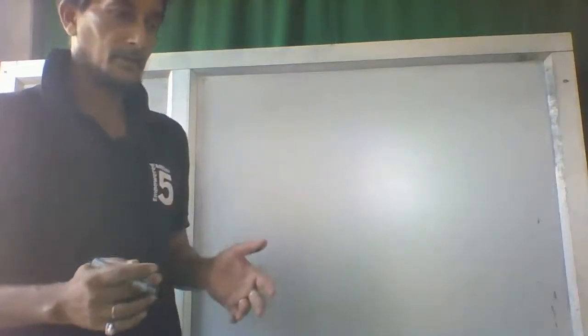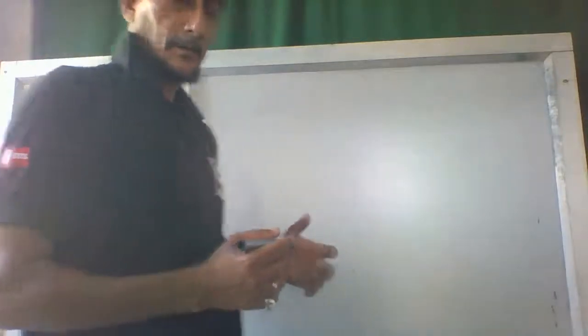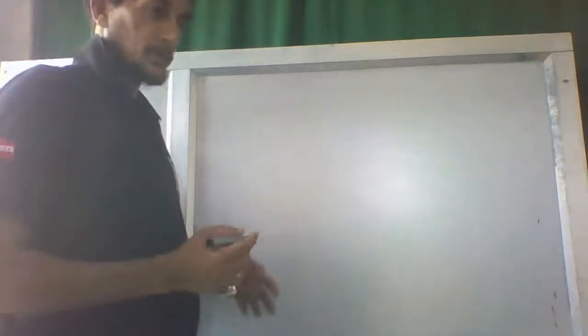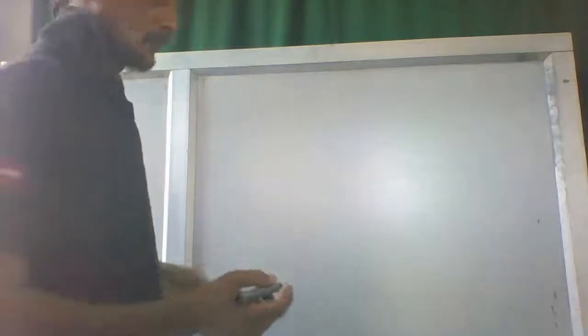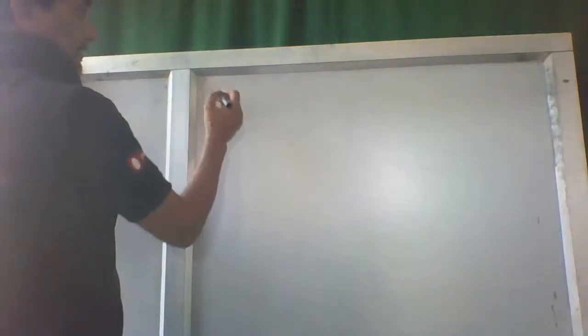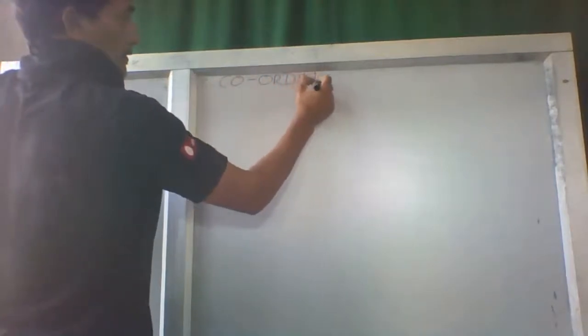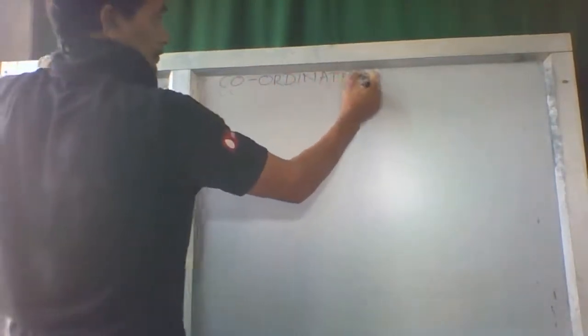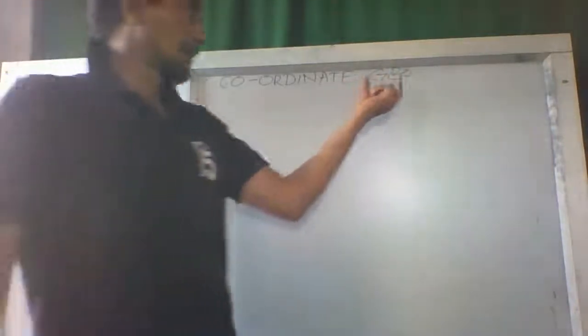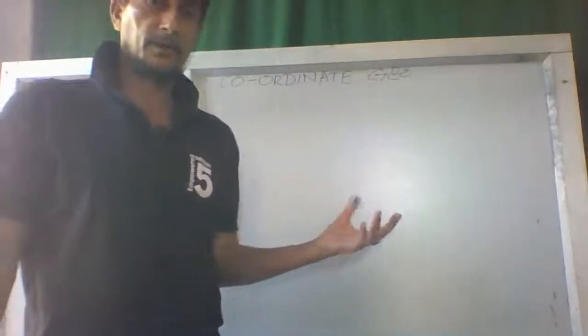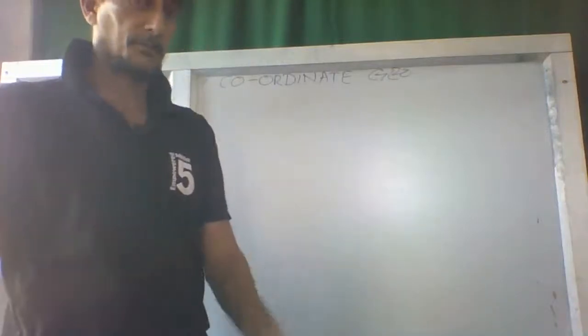Today in mathematics, I will teach you coordinates and the graphs of the linear equation, which means coordinate geometry. Now, as this is geometry, we have to make a diagram in it. It is a must, a necessary part.